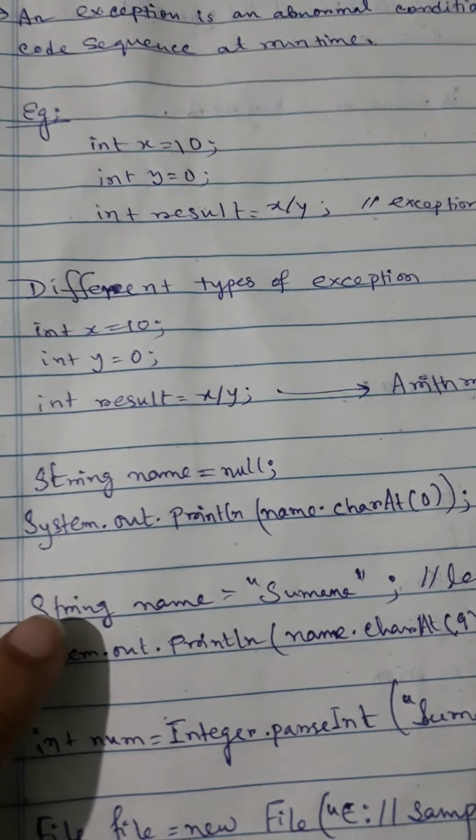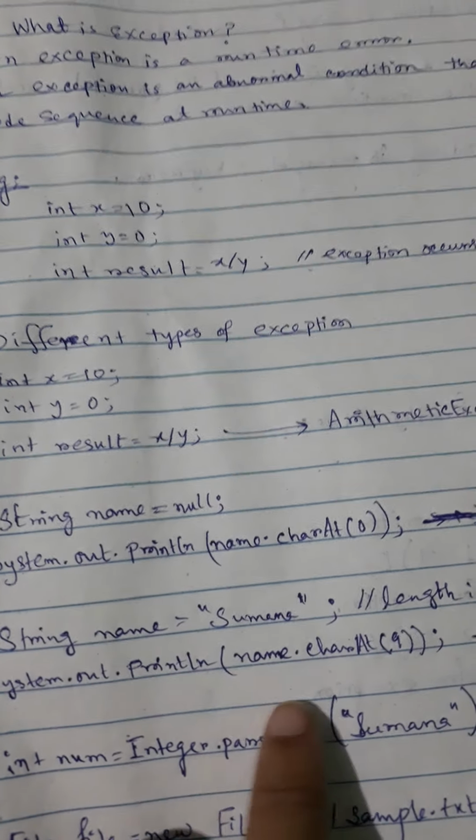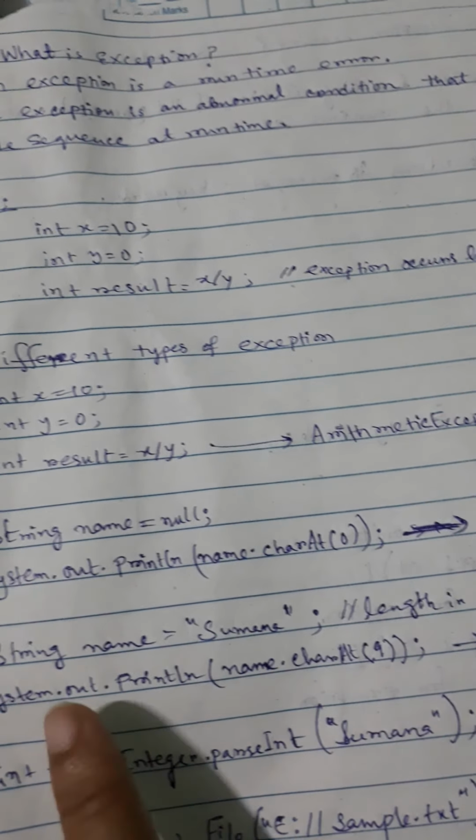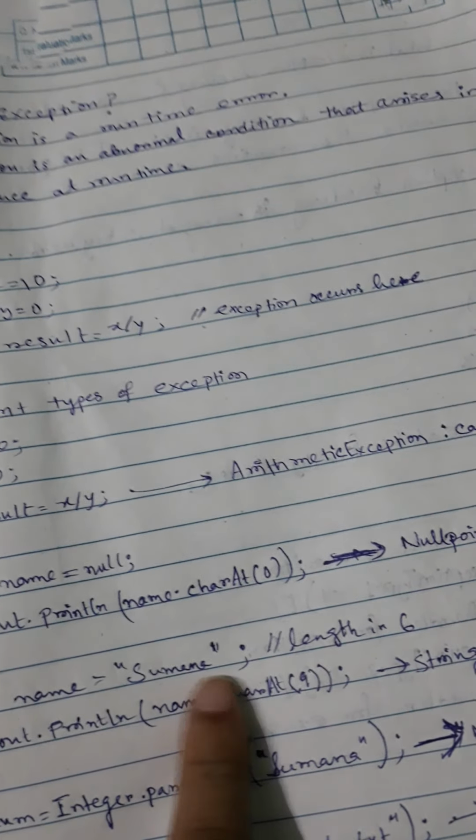Next, string name equal to Shumana. The length is 6 and you want to print position 9 of your string, but your string length is 6. So how can you print position 9? This string index out of bound exception will occur. The next example is file not found exception. Suppose the sample.txt file is not present on your computer, but you want to access this file. So file not found exception will occur.